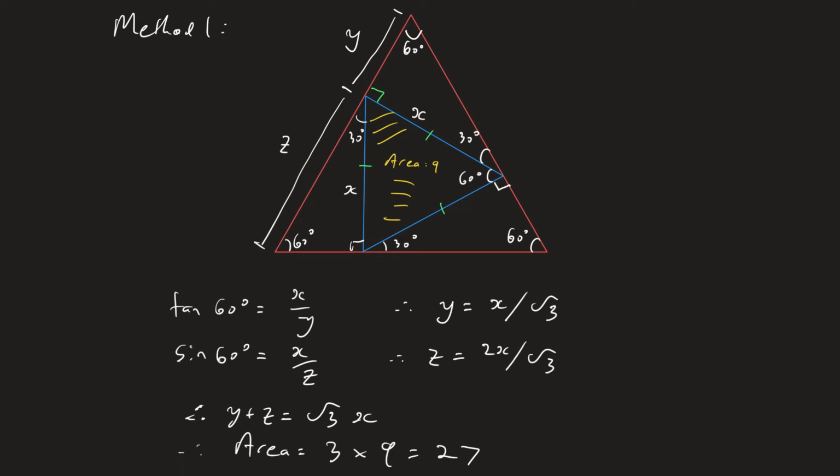Since the inner triangle has area 9, the outer triangle must have area 27. The answer to today's problem is therefore 27.